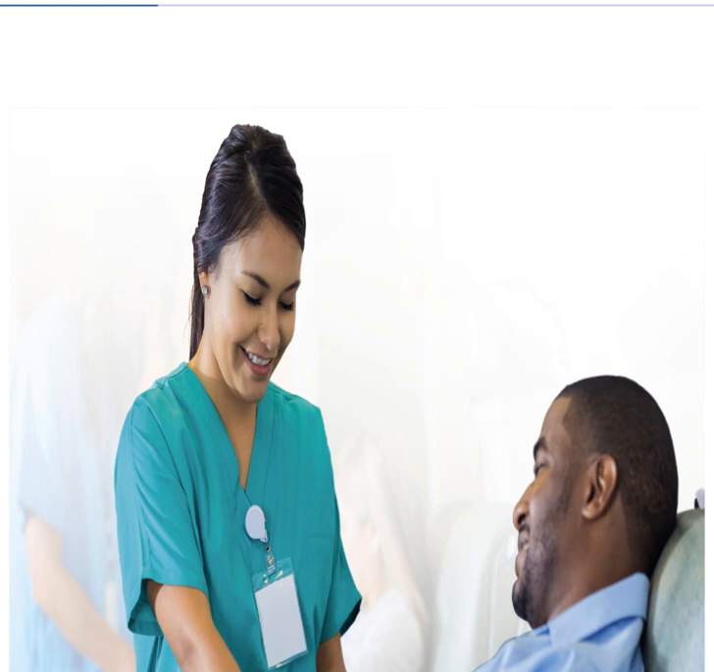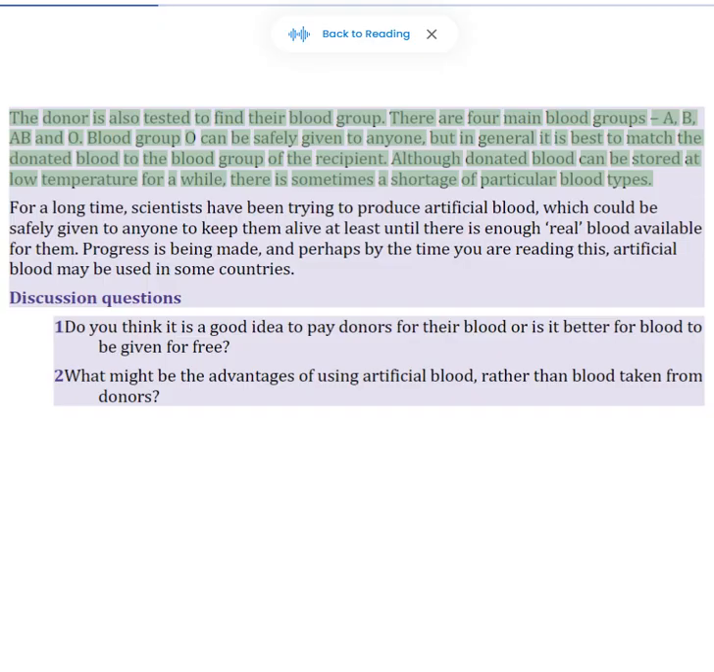Figure 9.1. A nurse takes blood from a blood donor. Collecting the blood takes about 10 minutes, but testing and checking the donor and their blood involves about another 20 minutes. The donor is also tested to find their blood group. There are 4 main blood groups: A, B, AB and O. Blood group O can be safely given to anyone, but in general it is best to match the donated blood to the blood group of the recipient.